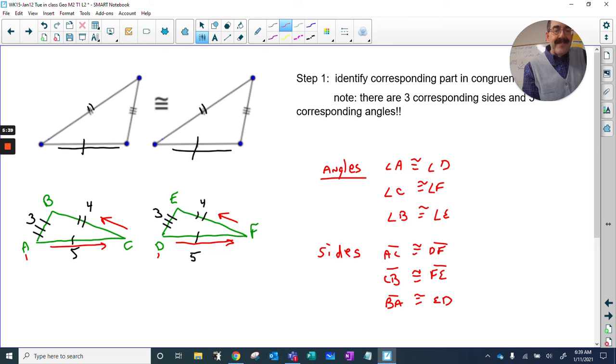Okay? Now it takes a little bit of time. 3 angles to 3 angles, 3 sides to 3 sides, but we're going to learn later in the week we don't have to do them all. But today is all about being able to identify the corresponding parts of corresponding triangles.